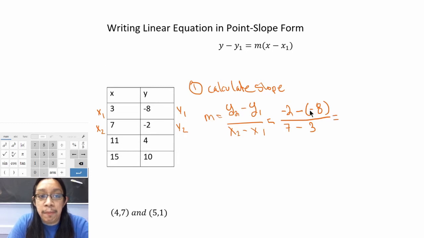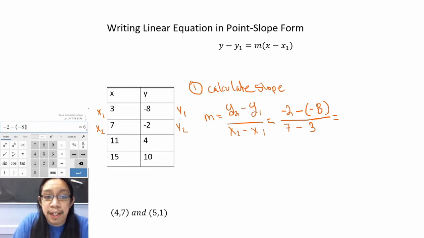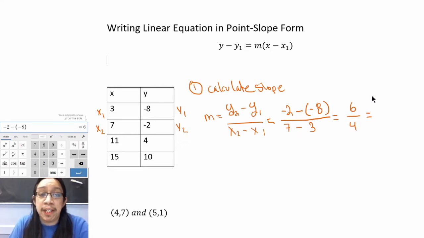So -2 minus -8. If we're not too comfortable with our negative integers, we can always use a scientific calculator on Desmos, or we can use the calculator that's on our phone. So let's go ahead and calculate that. So -2 minus parentheses -8. And that leaves us with an answer of 6. So that means that the answer up here is going to be 6 divided by 7 minus 3 is going to get us 4. Now we want to simplify this fraction as much as we can.